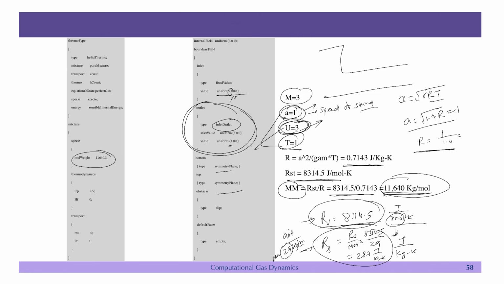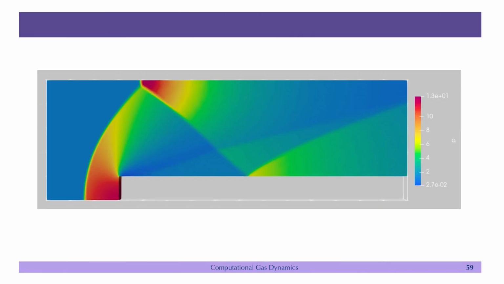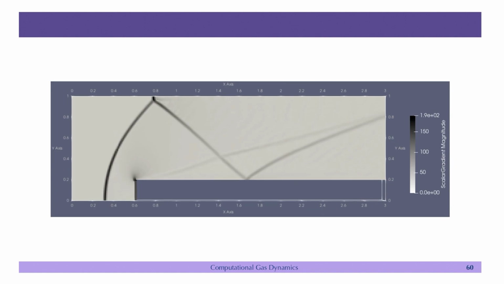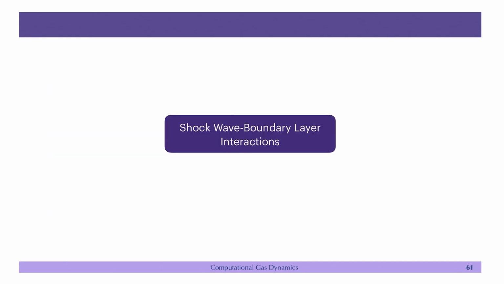Why slip? Because we are solving the Euler problem, and this is how your solution will develop. Because of this body, a detached shock will develop, which converts to an oblique shock, and it will get reflected from the top, and then again it will get reflected, and there will be an expansion fan which will form here. This is the structure you can see. This is a density gradient magnitude showing the same thing, basically the shock structure. So this is where we will stop.